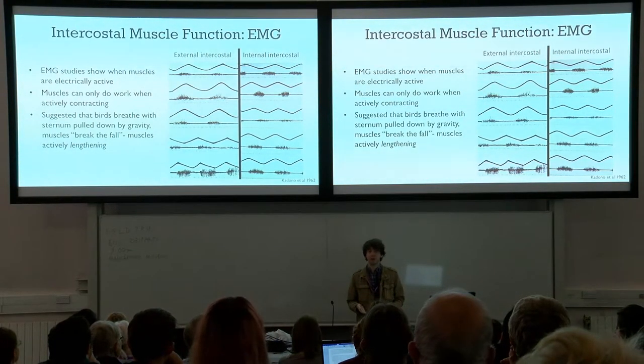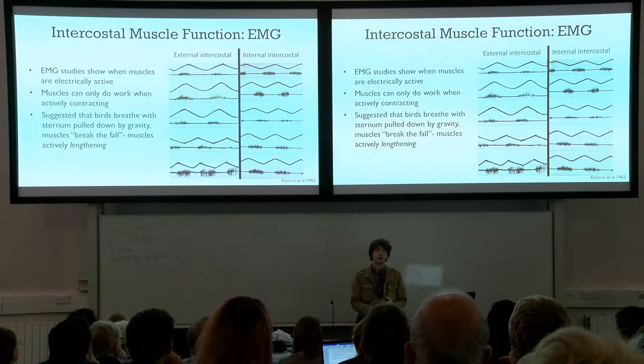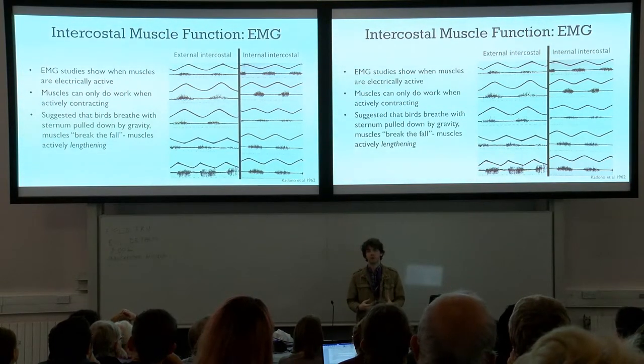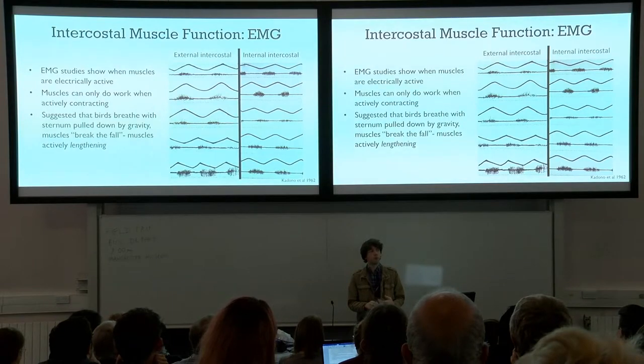which can tell you when a muscle is electrically active. But there's still issues with the fact that muscles can only do work if they're actively contracting. So a muscle can only be contributing to ventilation if it's both on and contracting, and EMG only tells you one of those things. Whether a muscle is contracting or not is particularly problematic in locomotion, because a lot of these breathing muscles get co-opted to just stabilize the rib cage when animals are walking.